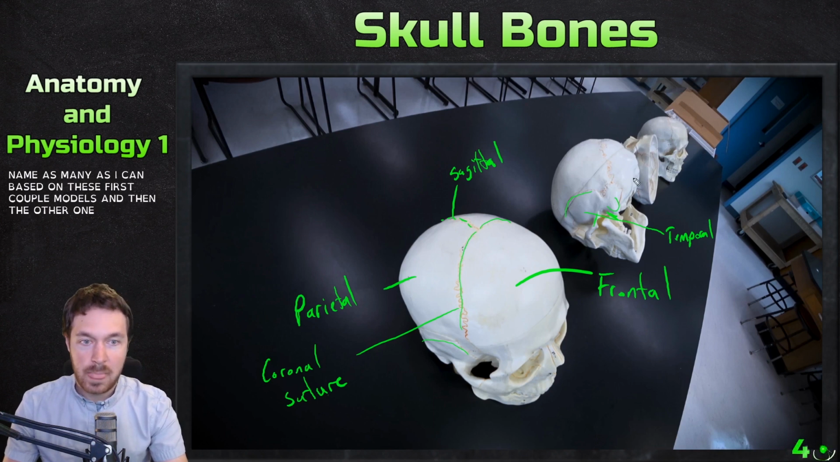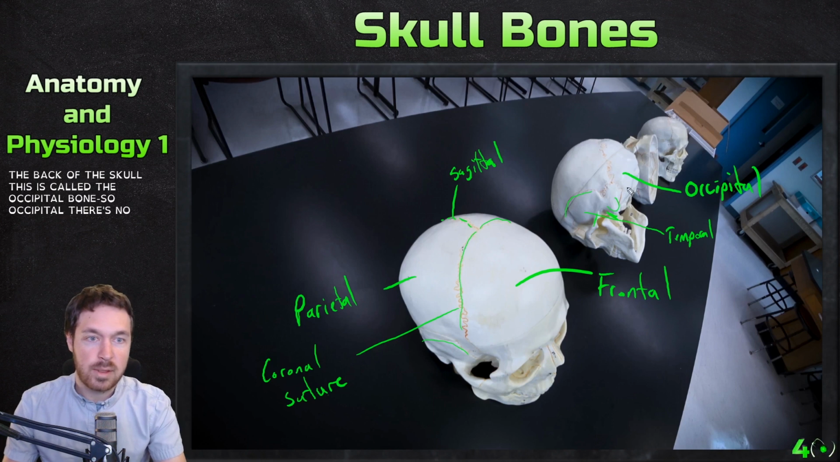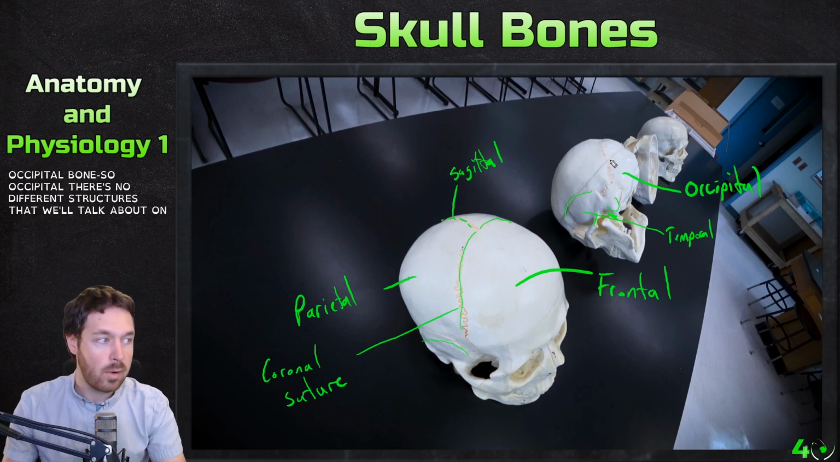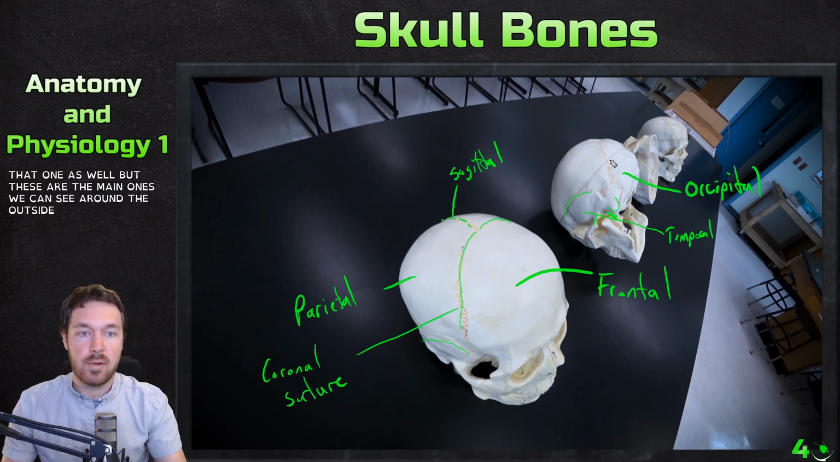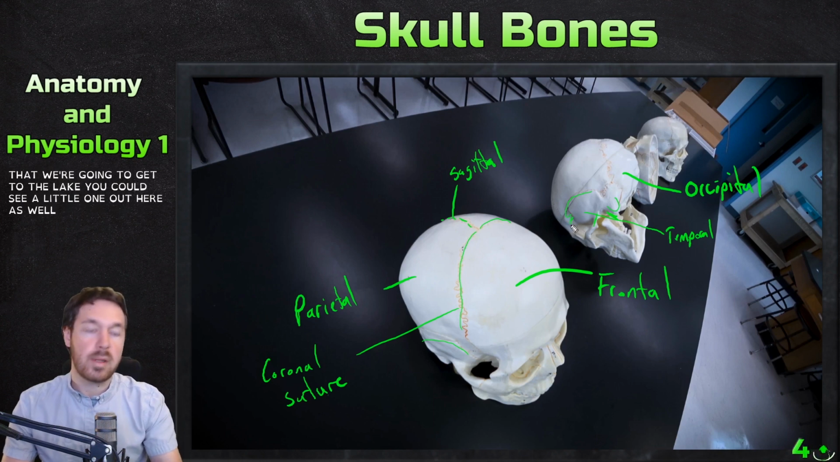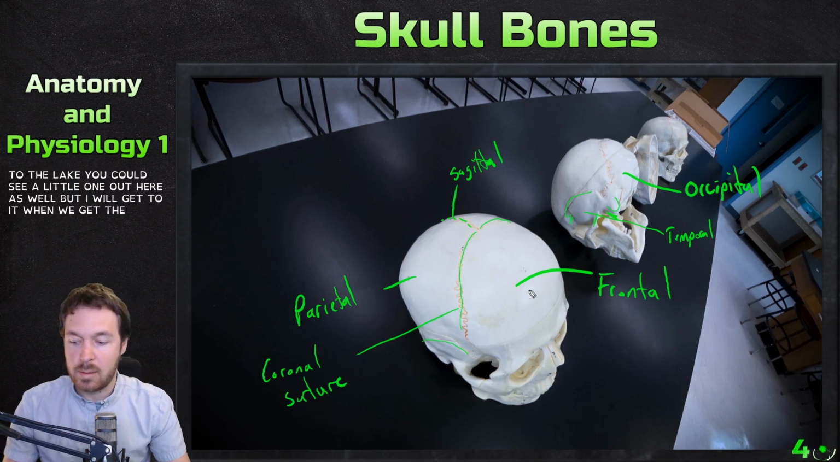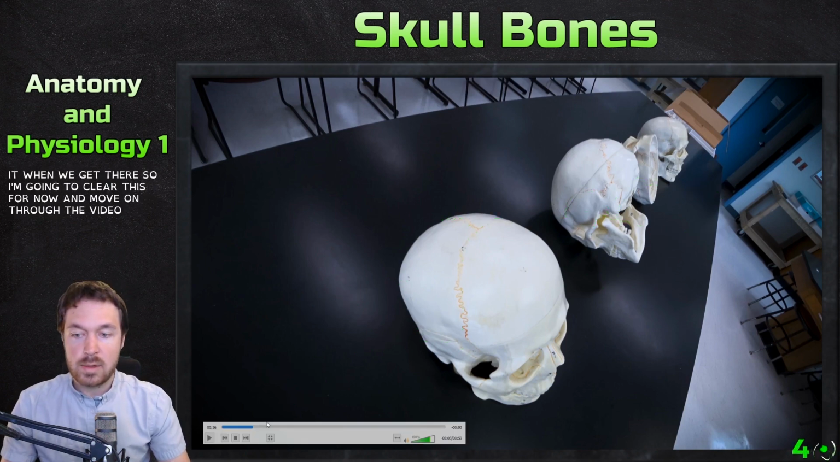And then the other one here, right here on the back of the skull, is called the occipital bone. There are different structures on that one that we'll talk about as well. But these are the main ones we can see around the outside of the skull. There are more in here that we're going to get to, though. You can see a little one out here as well, but we'll get to it when we get there. So I'm going to clear this for now and move on through the video.